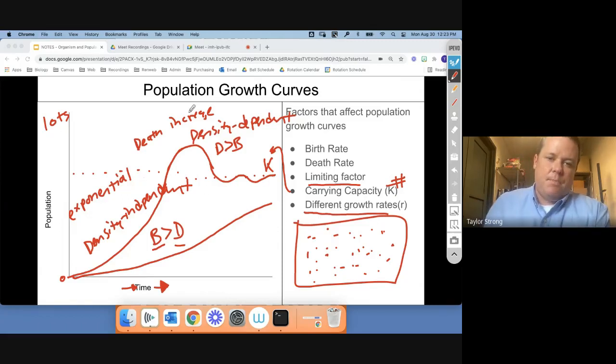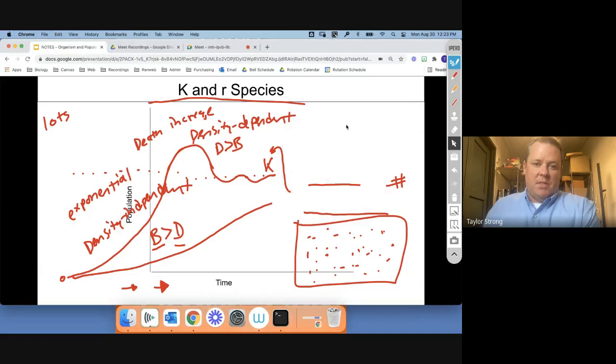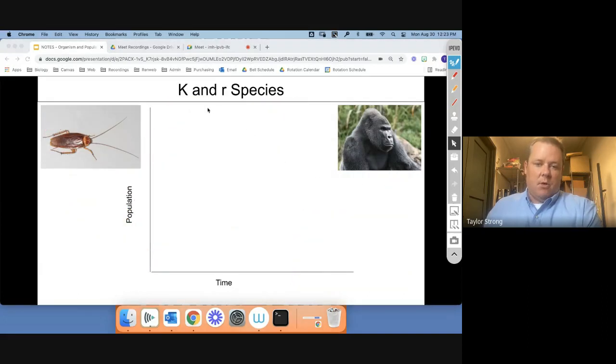So this is a population growth curve right here. Okay, understanding those is a huge part of understanding population ecology, and also understanding how to make some predictions, right? What would we predict about certain species? And that's where you get this thing called K and R species, or K and R types of species. And I just picked two species here. I picked gorillas and I picked roaches, just as two whatever species.